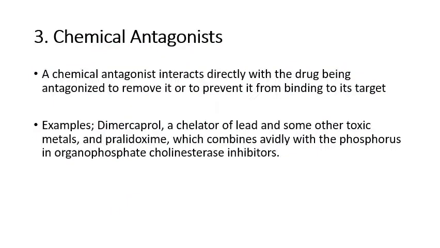The third type of antagonism that we have is the chemical antagonism. In the chemical antagonism, the antagonist interacts directly with the drug being antagonized to remove it or to prevent it from binding to its target. An example of this is dimercaprol. Dimercaprol is a chelator of lead and some other toxic metals, and also we have pralidoxime.